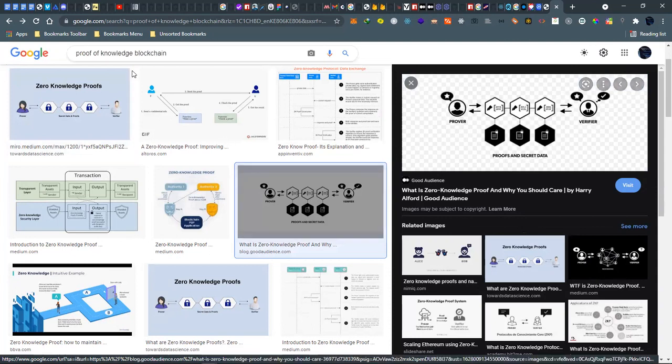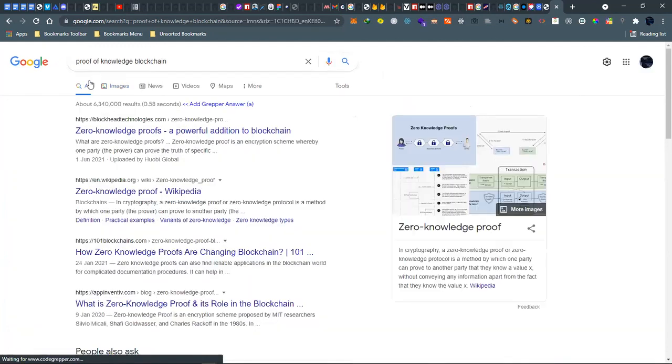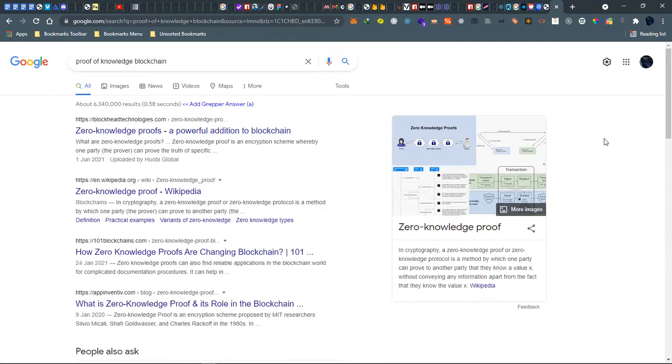There are different companies and different projects that are coming up, and they are using different types of protocols, where one party has to prove that they are doing something. Yeah, so this is new. This is something new, and you can read more on it. Zero knowledge proof. So that's it on consensus mechanisms.